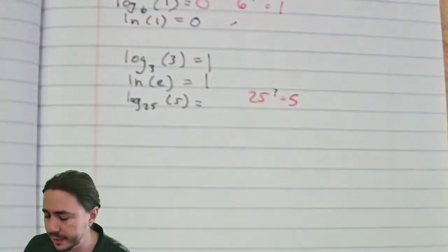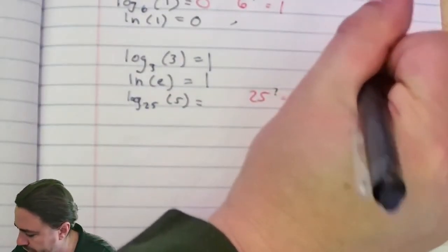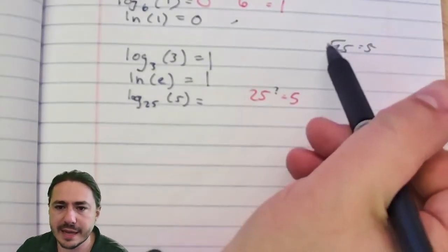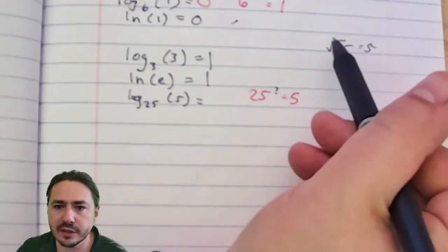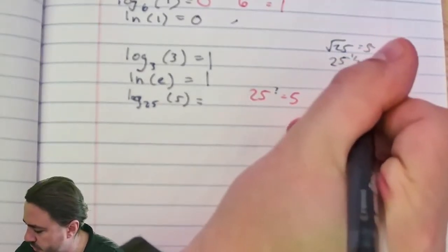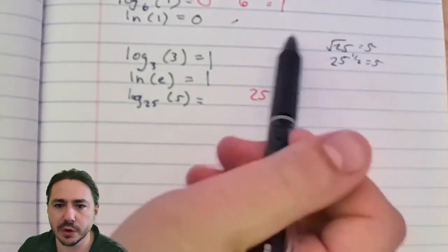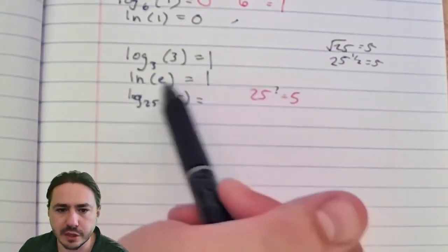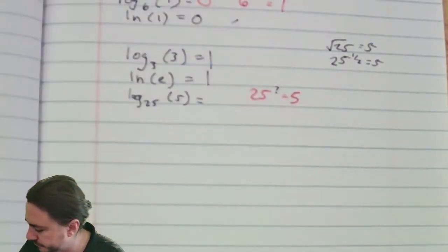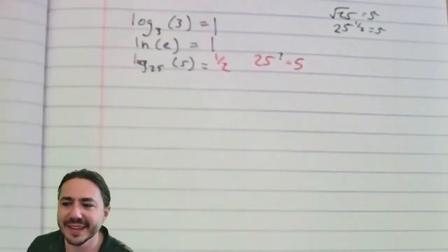Well, you might think, hey, well, the square root of 25 is 5, right? So maybe there's something there. Anytime you're taking a square root, that's essentially equivalent to raising it to the 1/2 power. So 25 to the 1/2 power is 5. And so that's where we're going to get our answer from here. Log base 25 of 5 is 1/2.